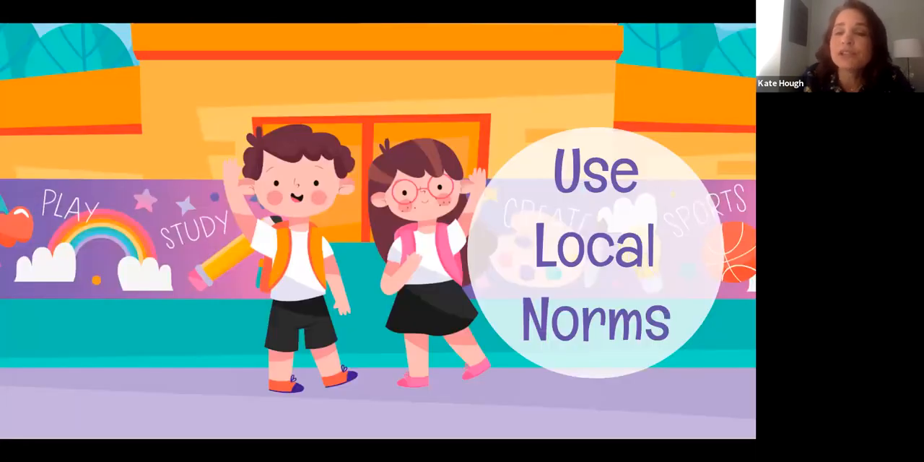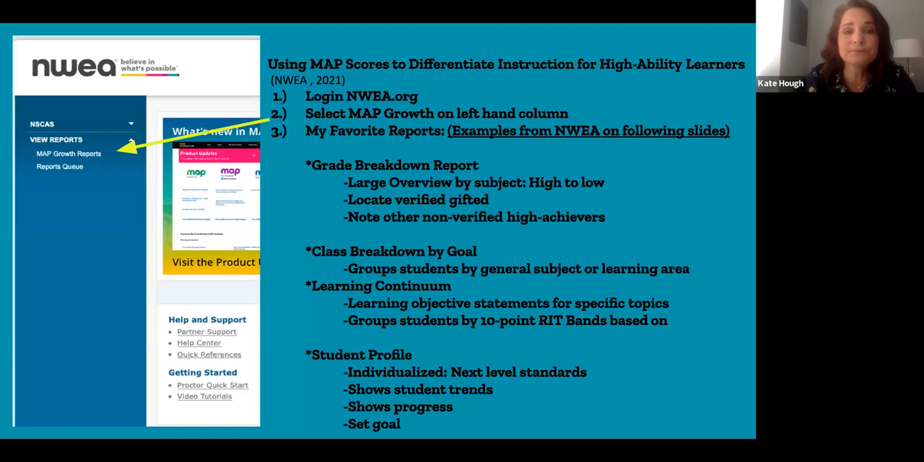So again, using local norms is another really important aspect, because our school districts all do look different, and sometimes even our schools within our districts look different. So a lot of research will suggest that if you don't have a high population of students verifying for HAL, to consider having the top 10% be a provisional HAL, where those students are having extended opportunities for differentiation and exposure within that particular school.